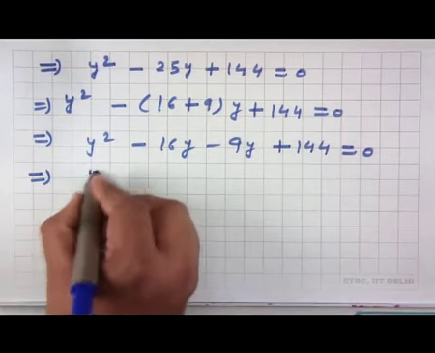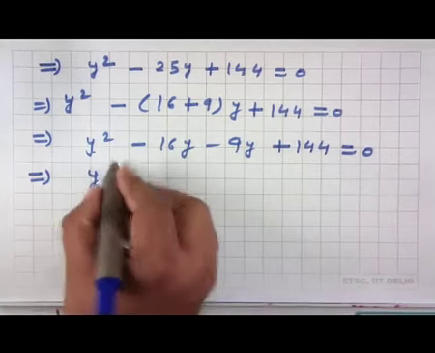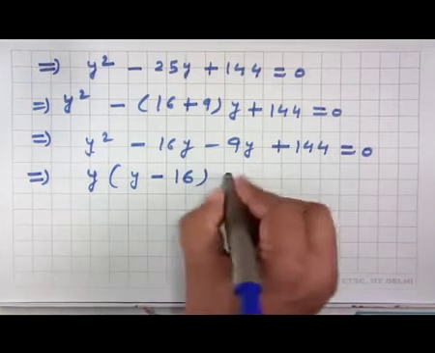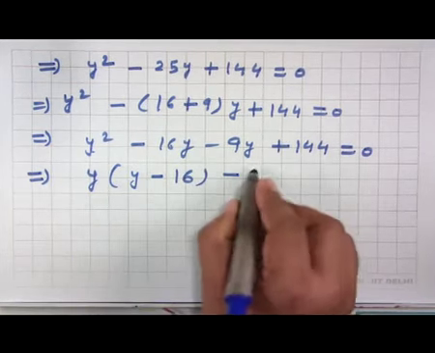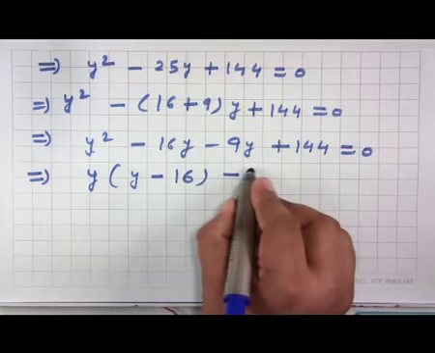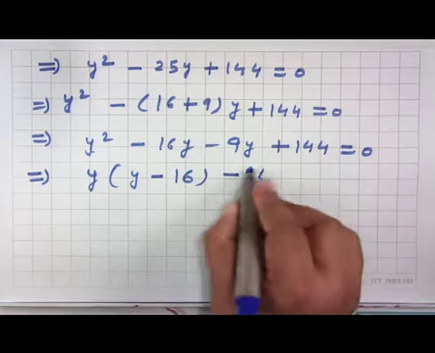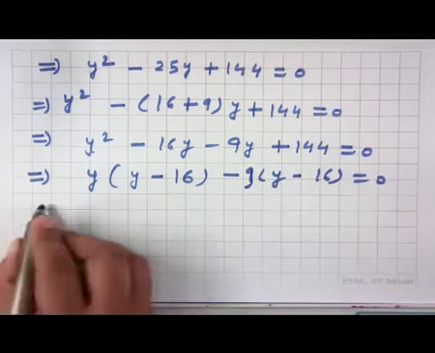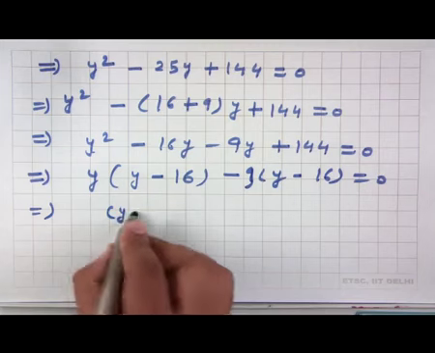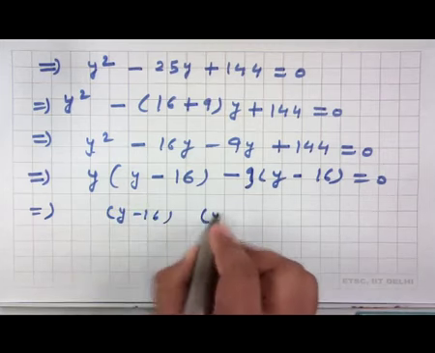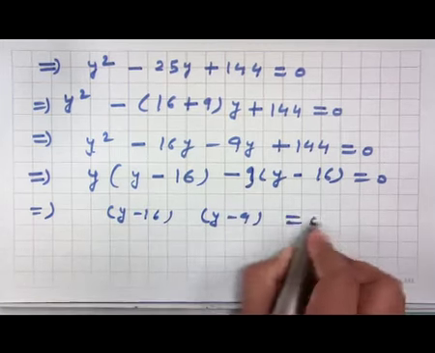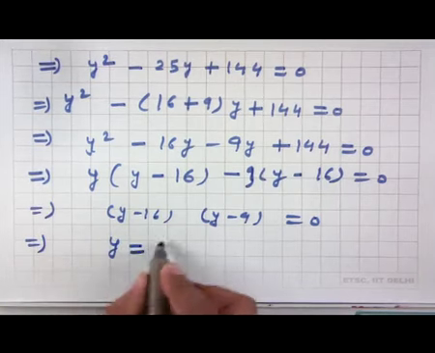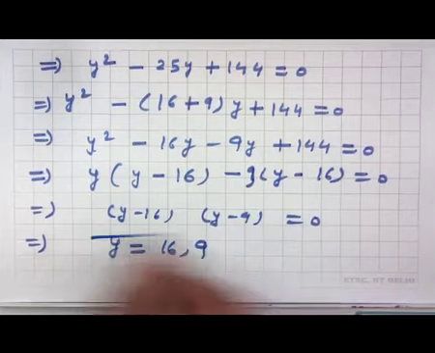Now take y as common: y of y minus 16. Now we can take out minus 9 in the last two terms. It will be y minus 16. So (y minus 16)(y minus 9) equals 0. The roots will be y equals 16 and y equals 9.